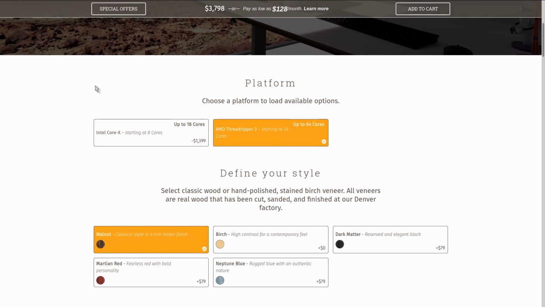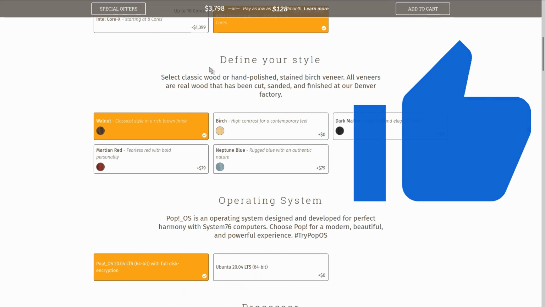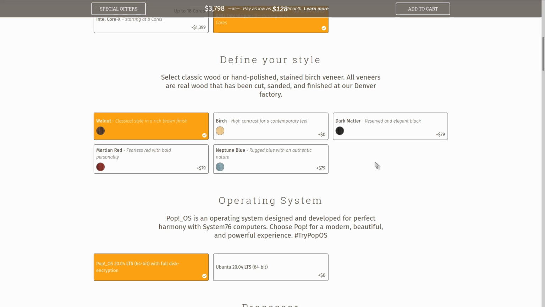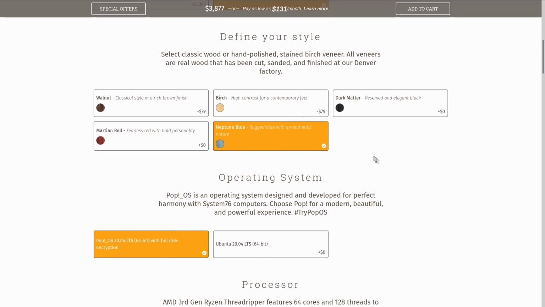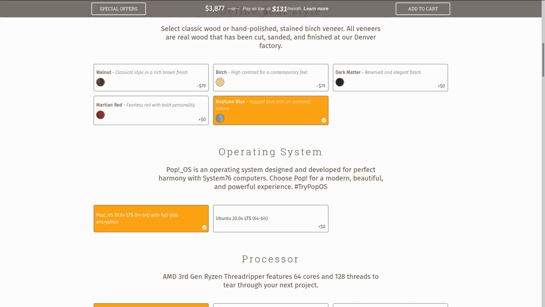Let's go ahead and go down. So to begin, we can go with the Intel Core X because that's only up to 18 cores. We might as well go with the AMD Threadripper 3 that starts at 24 cores and goes up to 64. So we'll keep that. Define our style. Well, we have expensive styling taste, so why not go with the Neptune Blue? So far, we're up to about $3,877, or we can pay as low as $131 a month. So at this point, we can probably get a used car that barely runs.